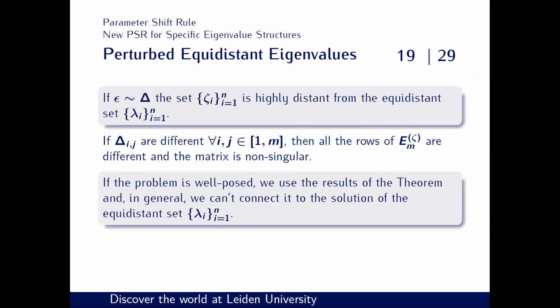So, two answers. If this epsilon is comparable to delta, then these are absolutely disconnected sets. Of course, because it's not a perturbation. This is just a different set that's completely not equidistant. If it's a well-posed problem, we use the solution that we showed in the beginning. If it's ill-posed, I will show how to deal with it.